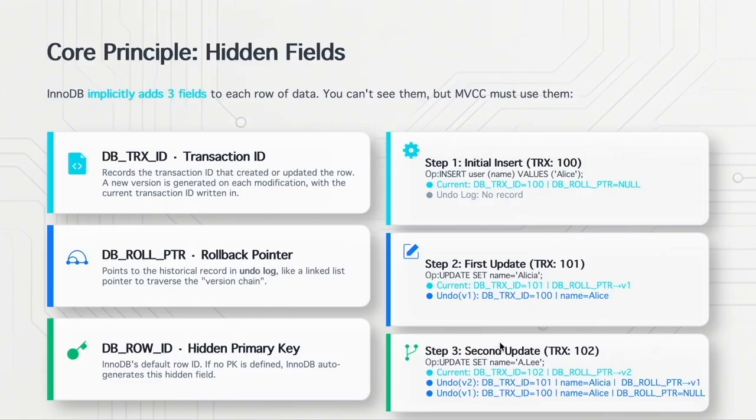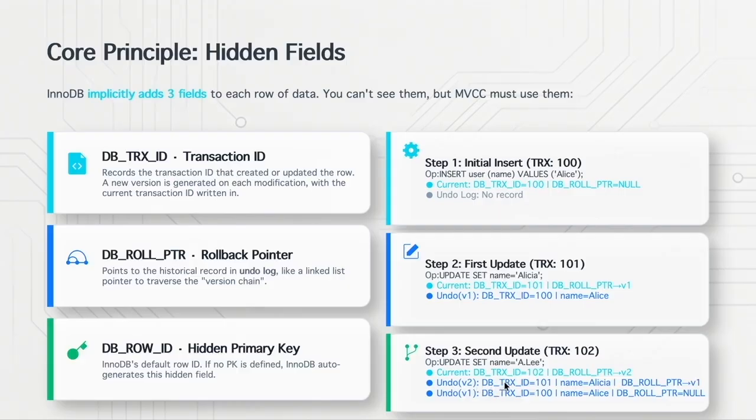Step 3. The second update by transaction 102. A third transaction updates the row again. The process repeats. A new version is created. The current row's DB_TRX_ID becomes 102, and its DB_ROLL_PTR points to a new undo log record, version 2.